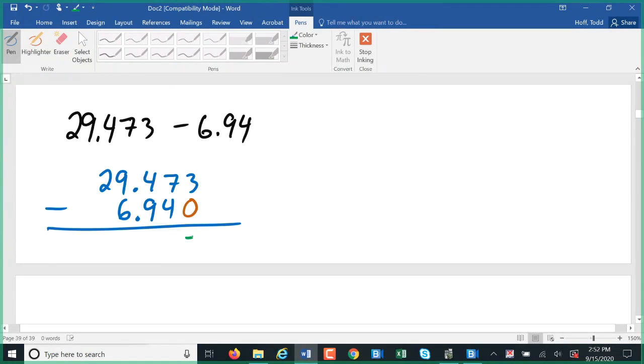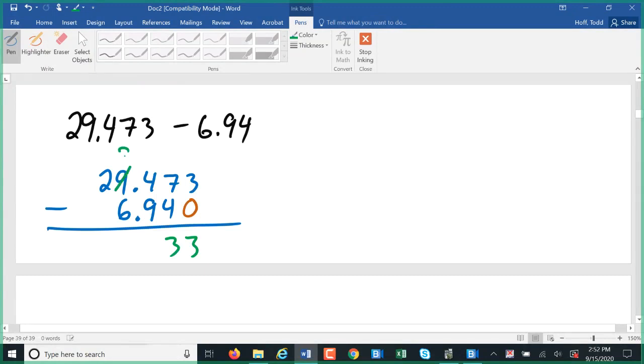3 minus 0 is 3. 7 minus 4 can't be done. We're going to borrow from the 4 to make it a 3. This is now a 17. Oops, 7 minus 4. That can be done. What am I thinking? Let me backpedal a little bit. 7 minus 4 is also 3. 4 minus 9 cannot be done.